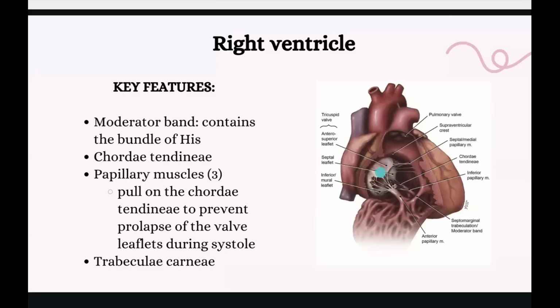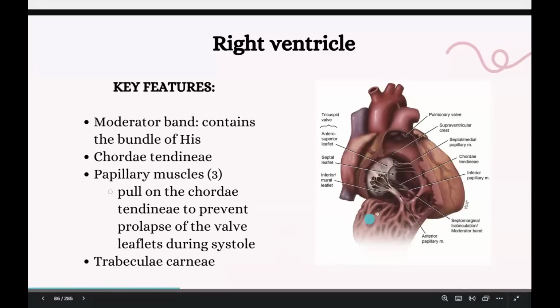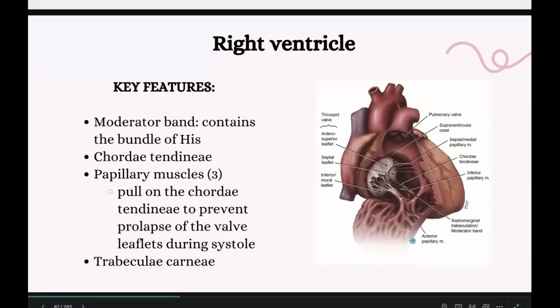They're attached to the chordae tendineae, which are these cords. The papillary muscles contract and relax, and they basically pull the chordae tendineae. And they help to prevent prolapse of the valve when the ventricle is contracting. And then you have the trabeculae carneae. This is basically this part, which is the rough wall of the right ventricle.